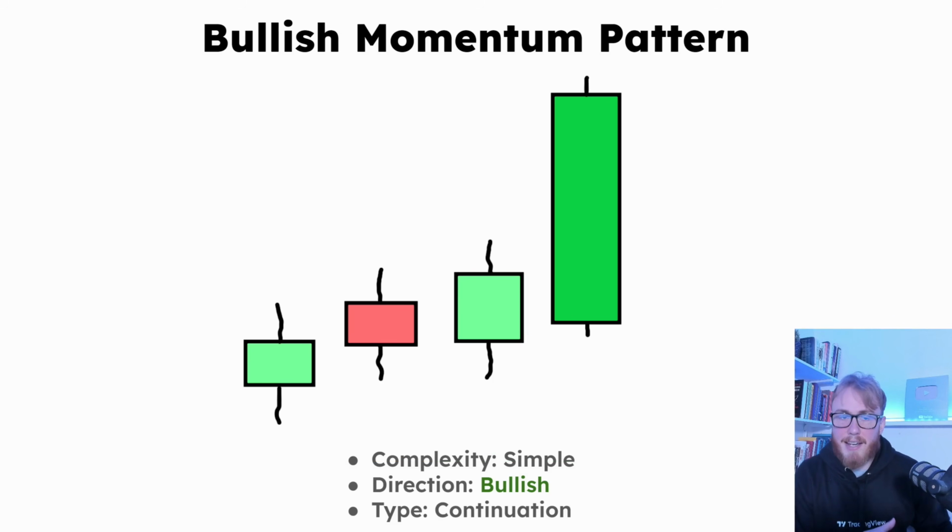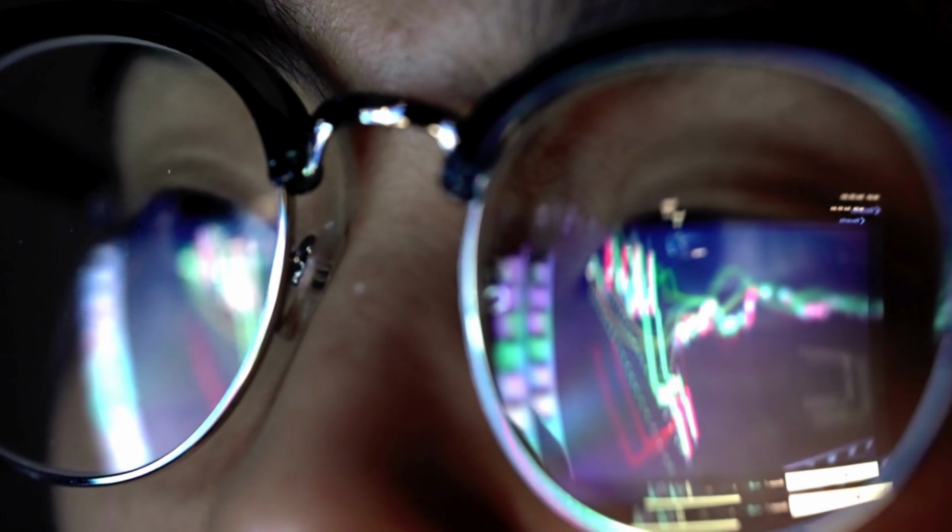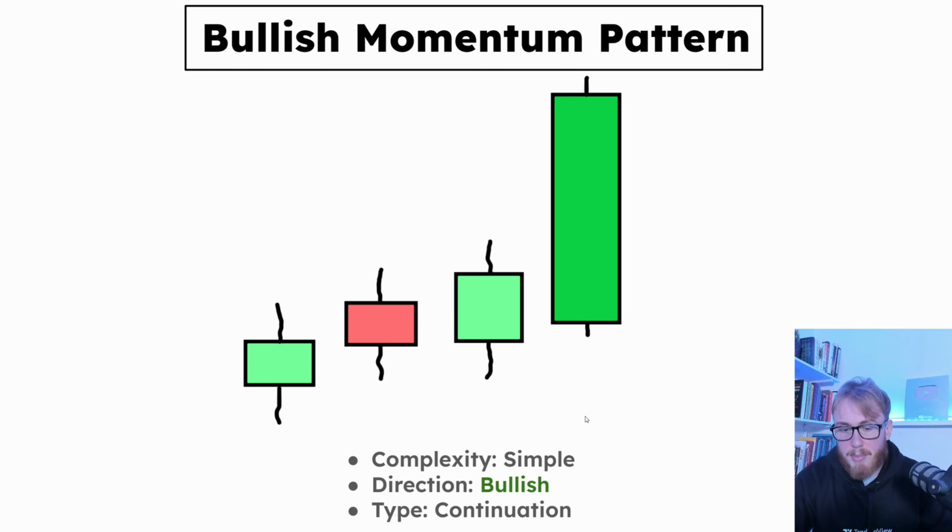The next candlestick I want to show you guys is called the bullish momentum pattern. This pattern is one of my personal favorite candlestick patterns, so make sure, guys, to really pay attention now. But first of all, what about the complexity? Well, I would actually say that the momentum pattern is a simple candlestick pattern. It only consists of one candlestick.